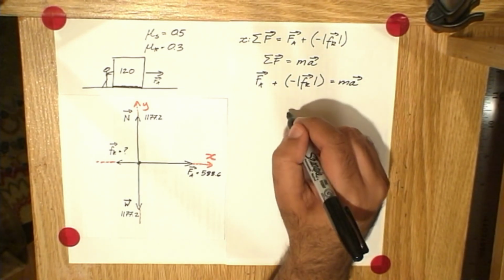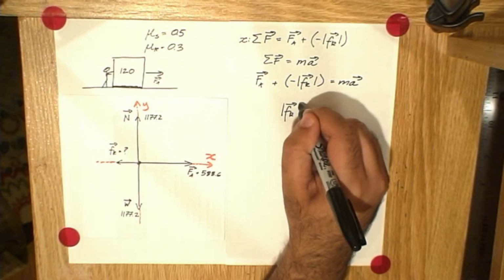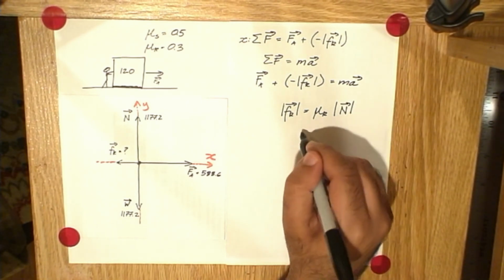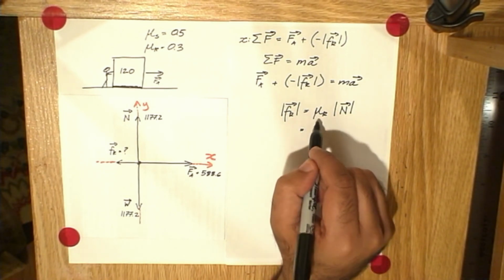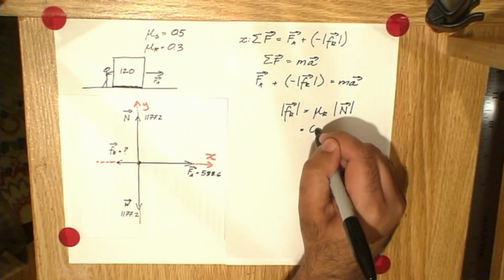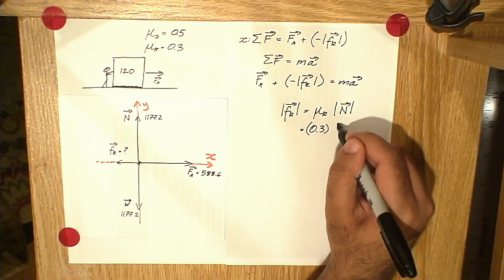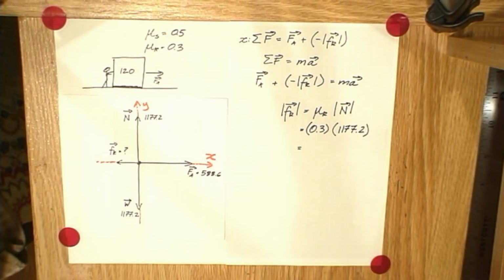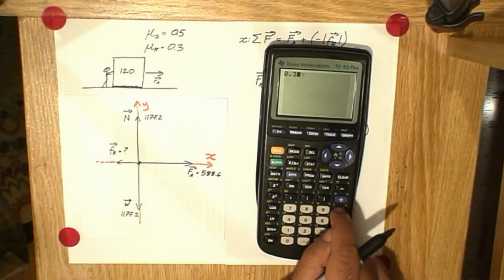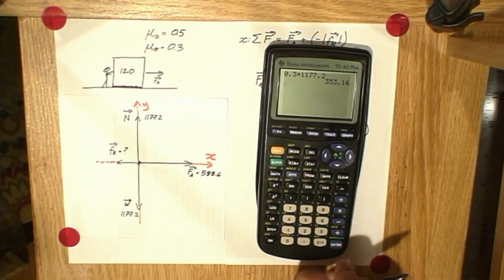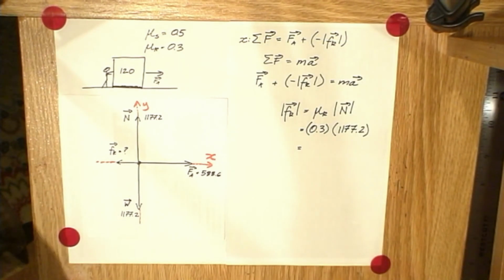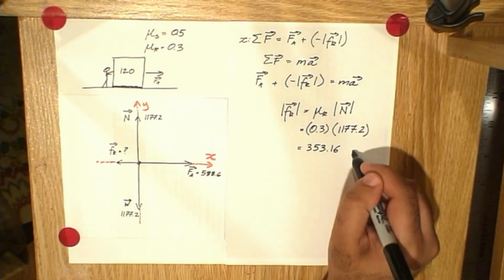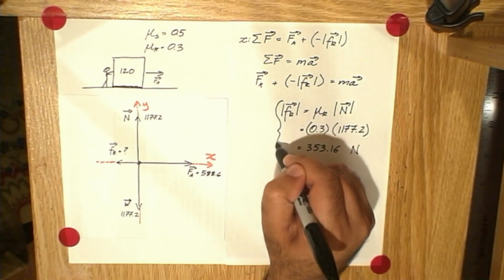We need to solve for the kinetic friction. That's equal to mu sub k multiplied by the normal force. Now, the slipperiness of the two surfaces, when this is in motion, mu sub k is 0.3. Times the normal force, which is 1177.2. Which works out to 353.16. So that's the size of the kinetic friction.